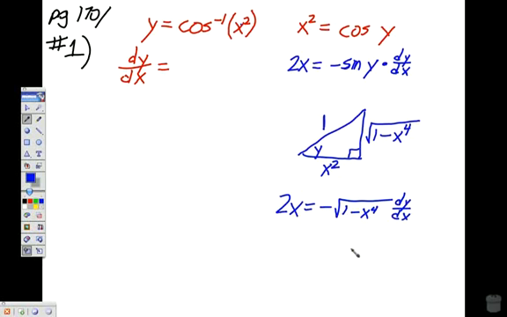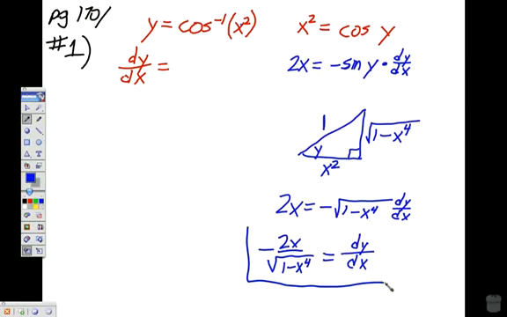Solve that for dy/dx and we're done. Negative 2x divided by the square root of 1 minus x to the 4th. There's our answer.